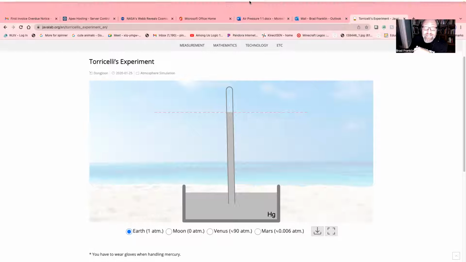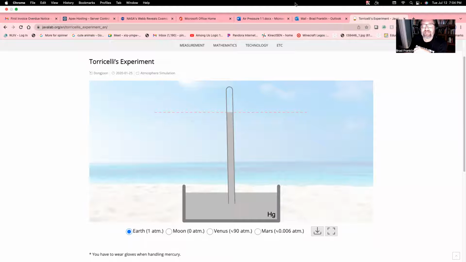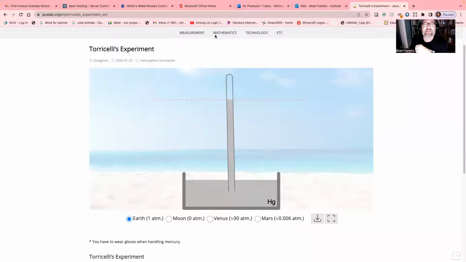So here on Earth, this line represents the height to which the mercury will go at sea level. Now that height, can I annotate? Let me see. Yes, I can. That height is 760 millimeters. This is not the information you need right now, but you're going to need it later. So 760 millimeters. That's how high that mercury gets in the glass tube at sea level.